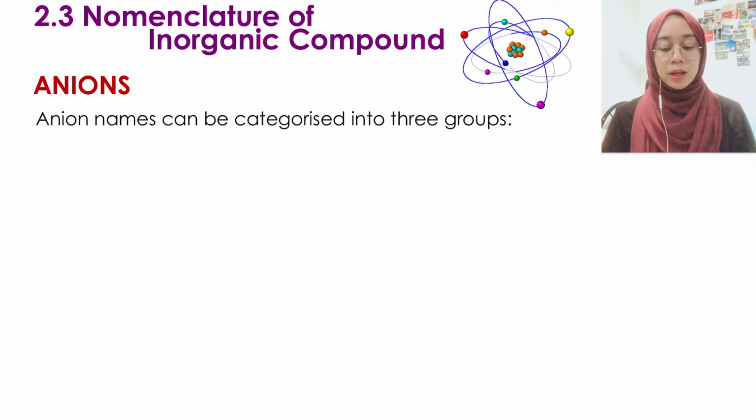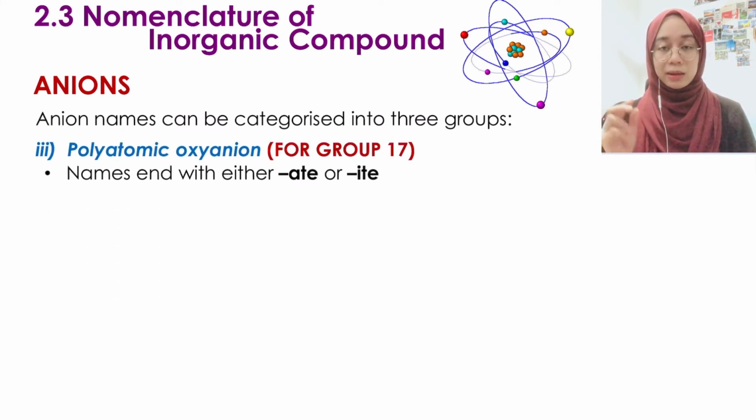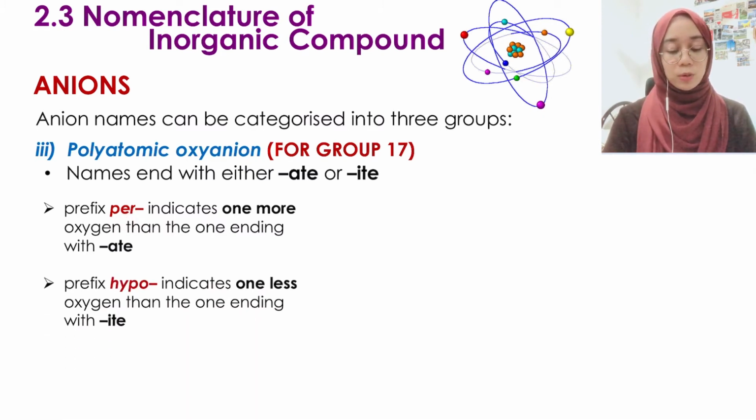Okay, ada 4 tu. So untuk yang ni pula, masih lagi ada -ate dengan -ite, tapi dia ada 2 penamaan baru. Okay, dia ada prefix pula kelas, prefix. So kita boleh letak per dekat depan sekali nama tu, ataupun kita letak hypo. Bila kita guna per, it indicates there is one more oxygen than the one ending with -ate. Okay, and then kalau hypo pula, it indicates that it has one less oxygen than the one ending with -ite.